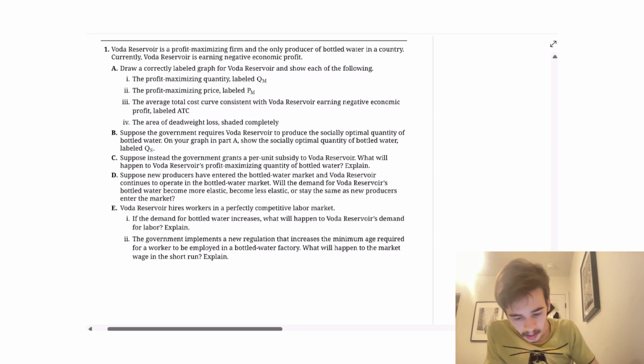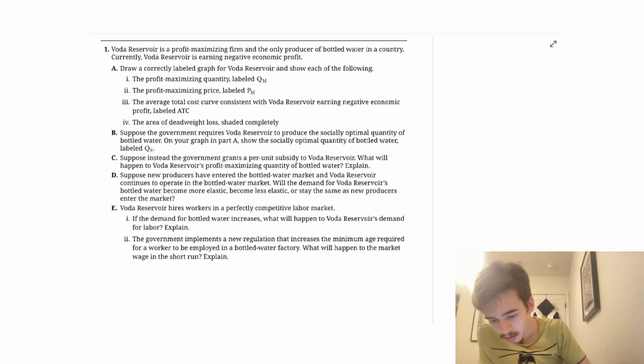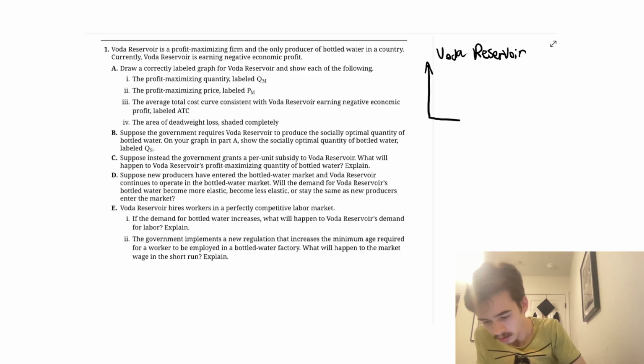So part A actually just tells us to draw the graph, and so I will do that right here. We got the water reservoir graph. I'll draw it on the side. We got our price, we got our quantity. Monopoly graph, we got the demand curve right here. It's the demand curve, and marginal revenue has twice the slope. It's our MR.